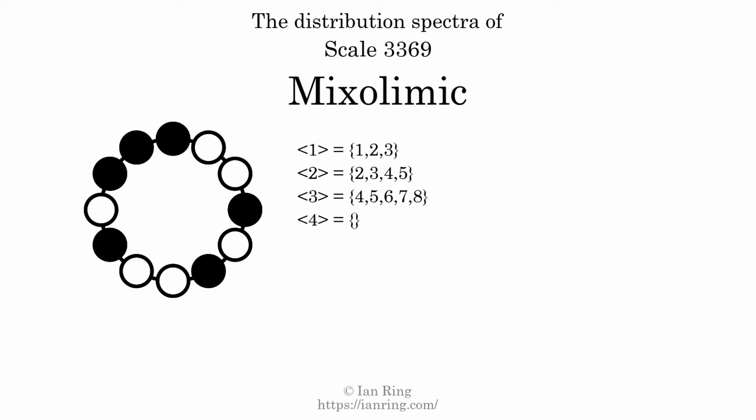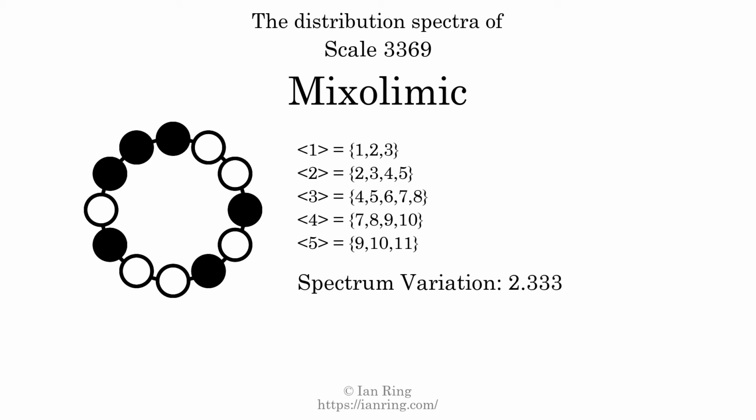The generic interval of 4 scale steps comes in 4 different specific interval sizes: 7 semitones, 8 semitones, 9 semitones, and 10 semitones. The spectrum width of this generic interval is 3. And finally, the generic interval of 5 scale steps comes in 3 different specific interval sizes: 9 semitones, 10 semitones, and 11 semitones. The spectrum width of this generic interval is 2. The spectrum variation is the sum of all the widths, divided by the number of tones.